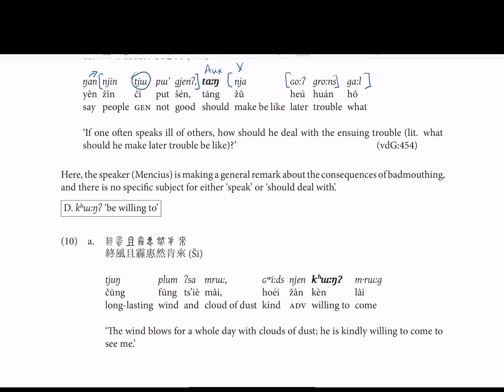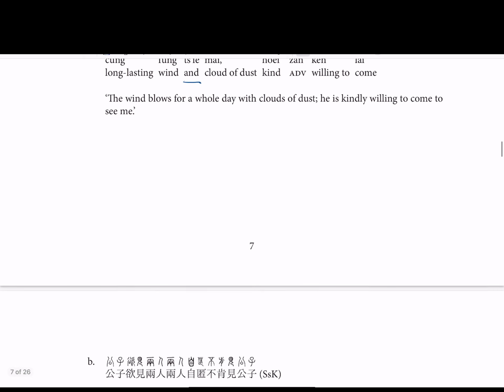Let's look at the sentence in 10. The wind blows for a whole day with clouds of dust. He is kindly willing to come to see me. Tung plum sa mru, guis nien kung mrug. Tung plum means long-lasting wind. Sa is the conjunction and. Mru means cloud of dust. Guis nien together form an adverb, kindly, and kung is the auxiliary, be willing to. Mrug, to come. Kindly willing to come.